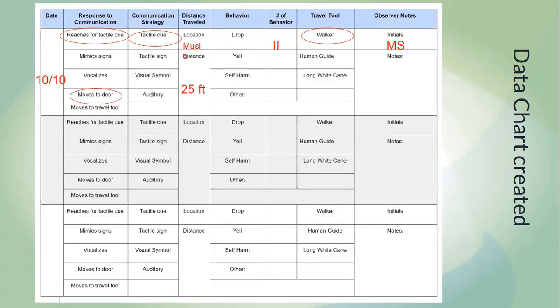The data chart met the characteristics of an effective progress monitoring tool. It accurately measured our targeted behaviors. It was sensitive. It was frequent. It was very simple and could be done very briefly.